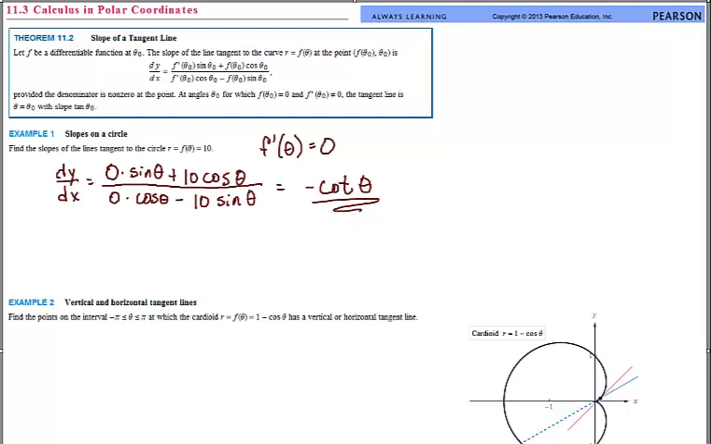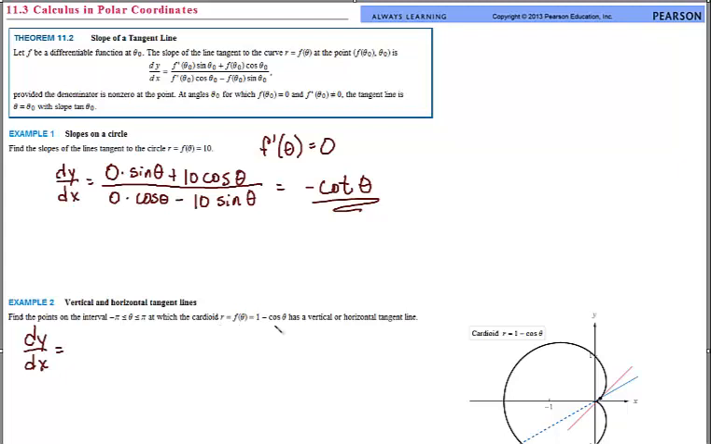So let's look at our next one. In this next one, we're given a function r equals 1 minus cosine theta, and we would like to know where we have vertical or horizontal tangent lines. Alright, so let's look to see where we might have these. I need to look at the slope and see what happens with this slope. So let's do dy over dx.